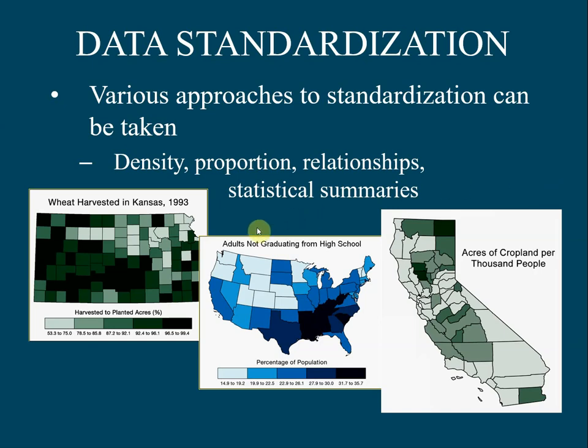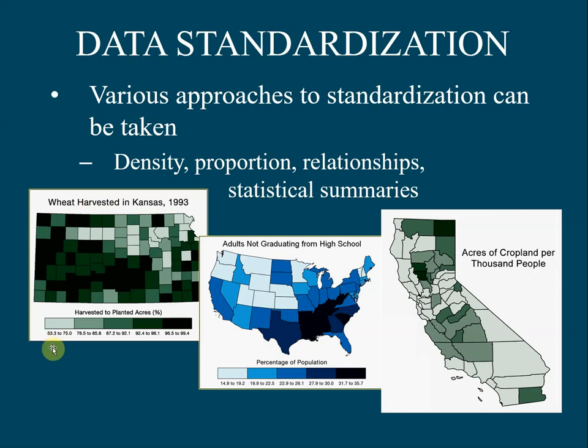All right. Then here in this middle one, we have adults not graduating from high school, visualized via the percentage of the population that did not graduate. So it's pretty straightforward. All we did was take the total number of people that didn't graduate high school, and then divided it by the total population in order to get these areas. So it just makes sense, right?